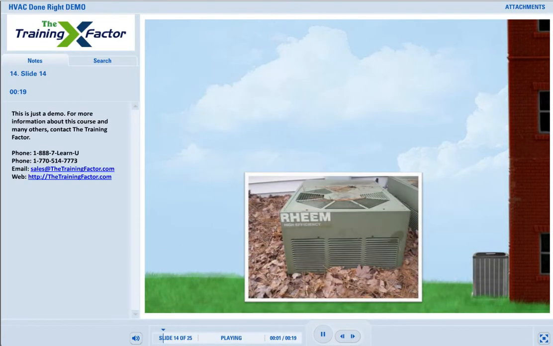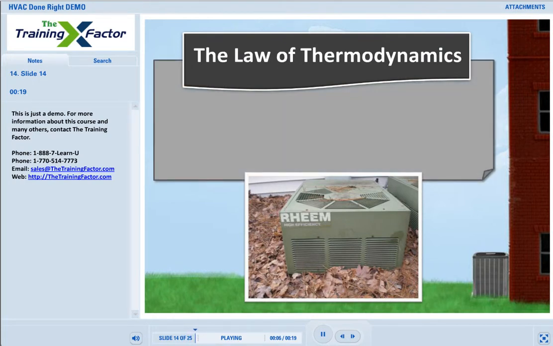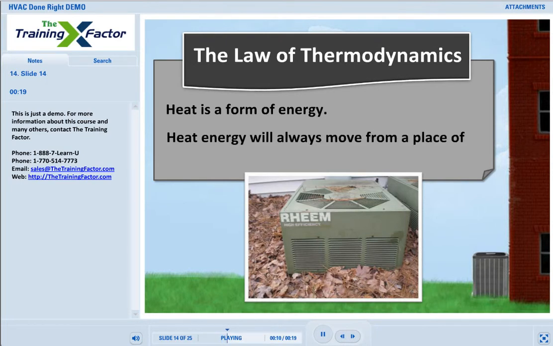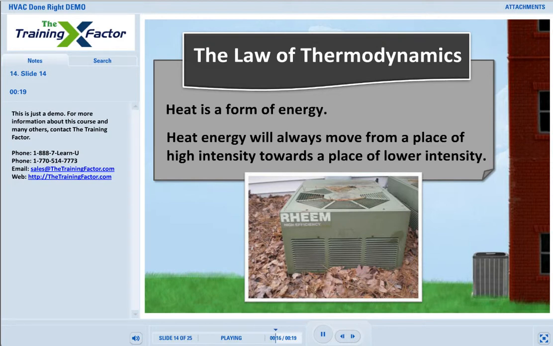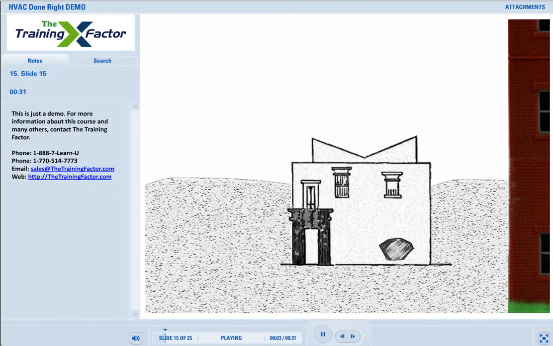Air conditioning is built on the laws of thermodynamics. The law of thermodynamics states that heat is a form of energy. Heat energy will always move from a place of high intensity towards a place of lower intensity. Thus, heat will always flow to something with less heat. Ancient empires took advantage of this principle to form a type of air conditioning system.